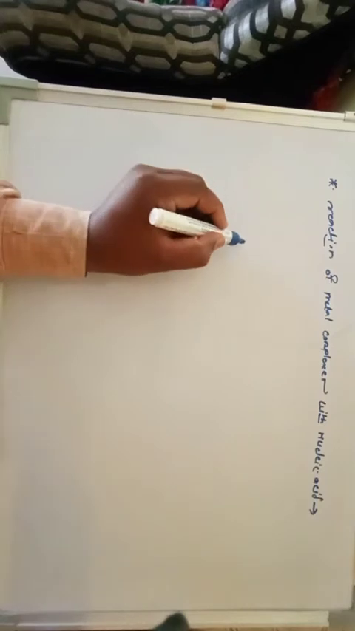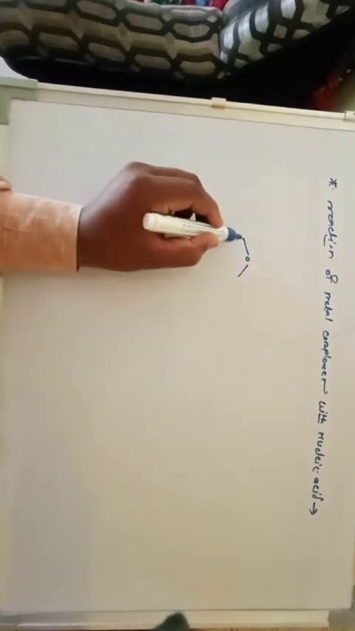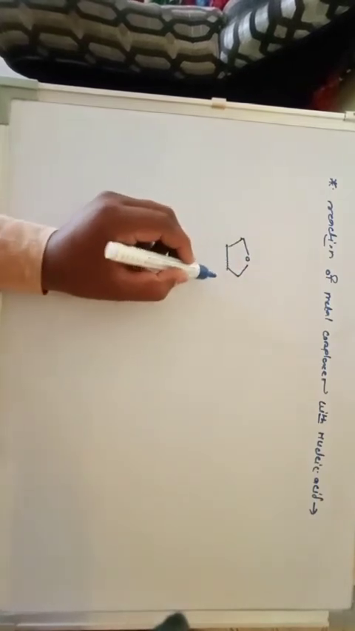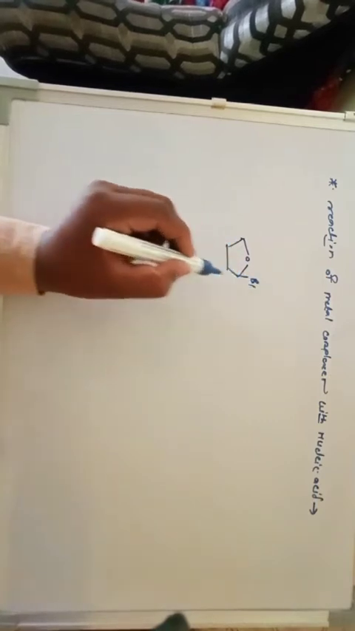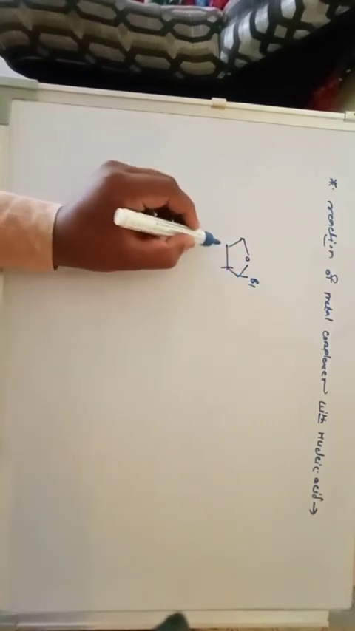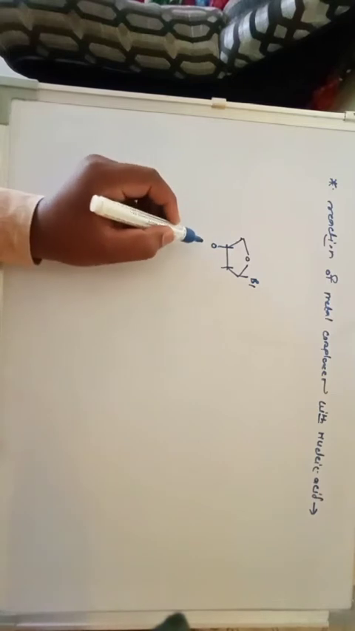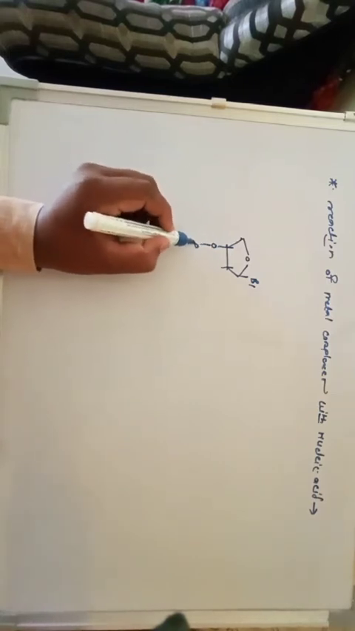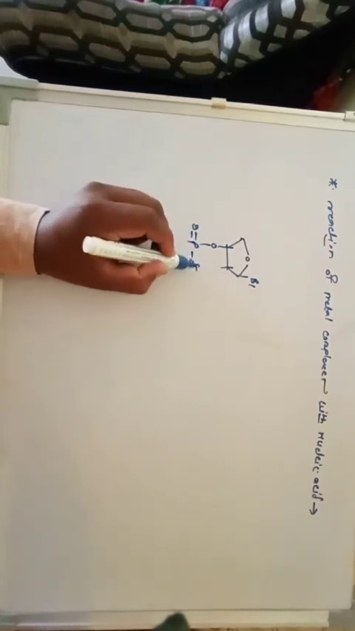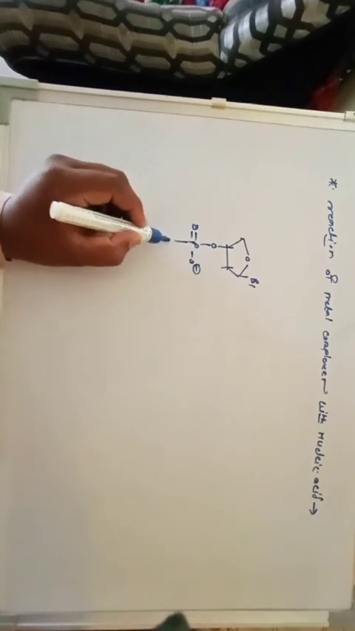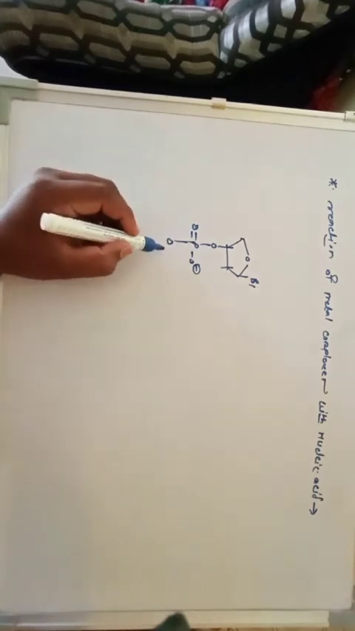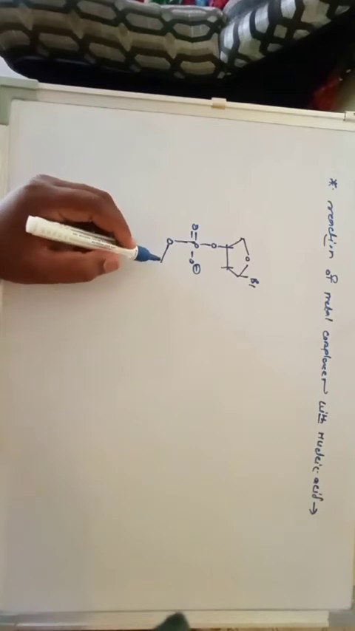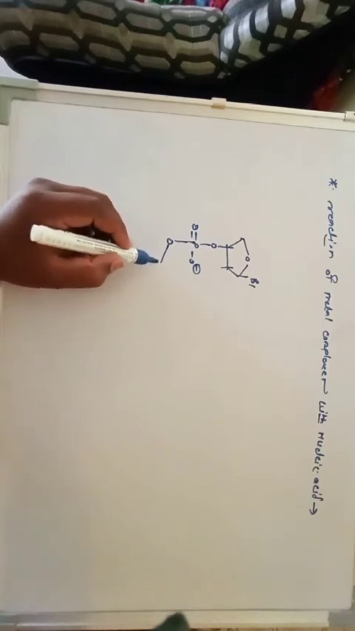So let us discuss the reaction. Let us consider this is your base, this is your DNA fragment, this is your oxygen. It will bind with your phosphate residue, again it binds with oxygen, it binds with another molecule, so it is a polynucleotide.